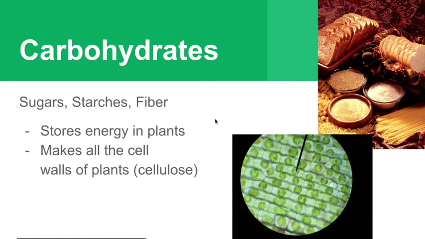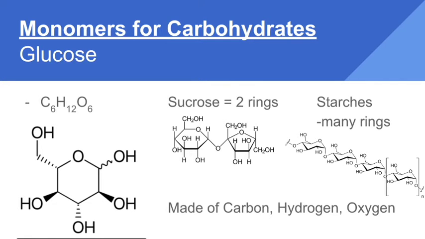Carbohydrates are the energy storage that plants use. They also can use these carbohydrates to make up all of the cell wall that makes a plant stand strong. The reason a tree is so hard is because of this molecule called cellulose, which is a carbohydrate. The monomer for carbohydrates, something you might be familiar with, is glucose. Glucose is C6H12O6. It's a carbon ring made up of 6 carbons in this shape down here.